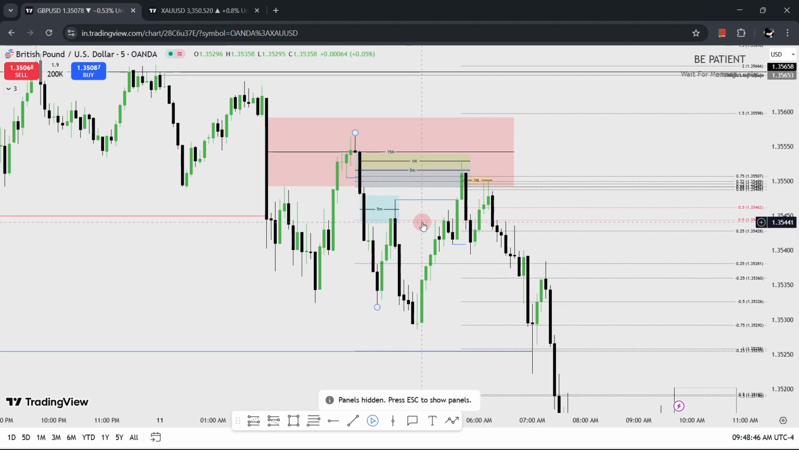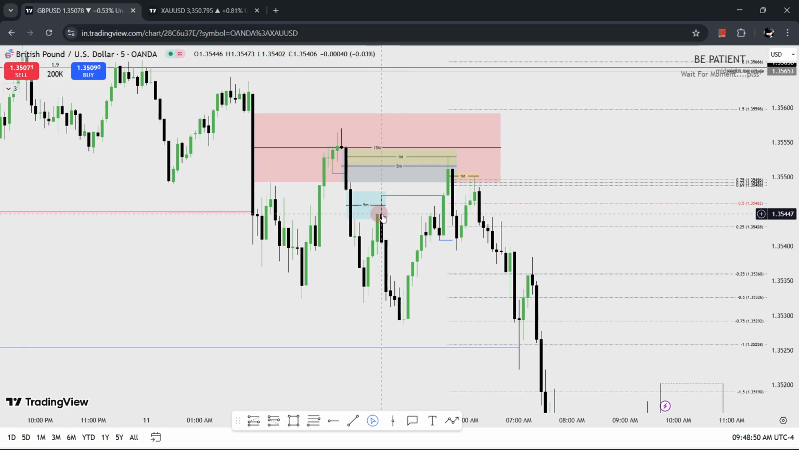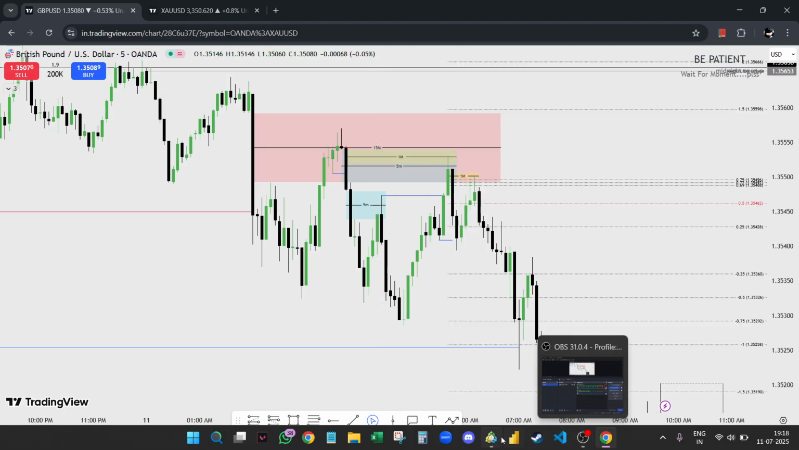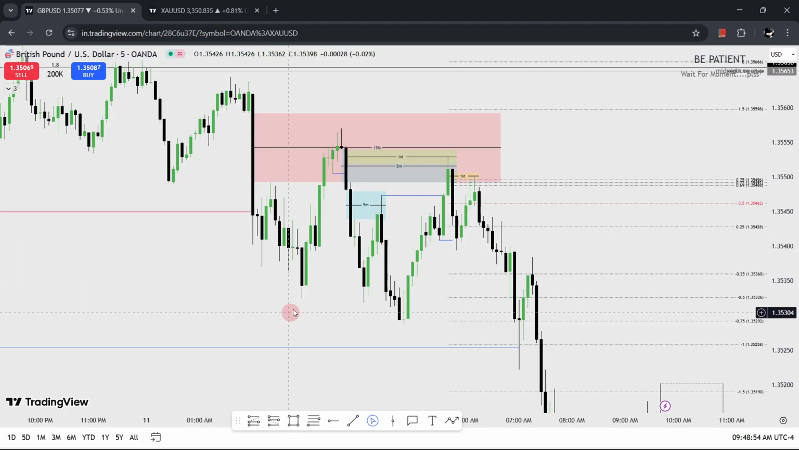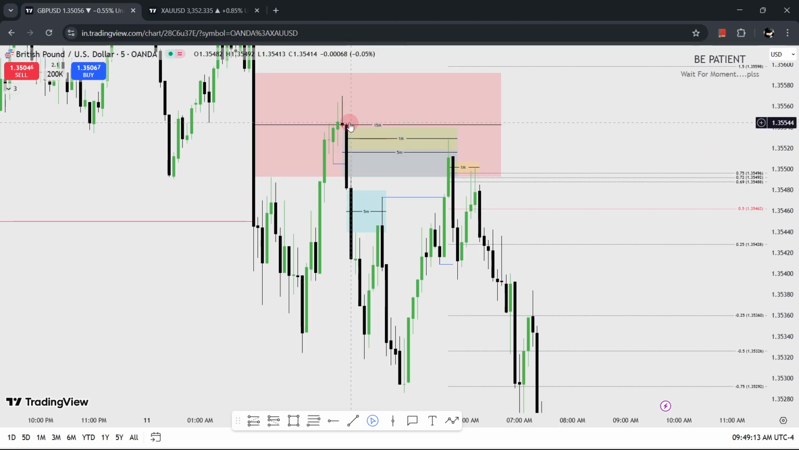I'm just deleting that. I just took an entry here. Before going to the execution, I will tell you: I just took an entry here and made my stop loss here. This is a manipulation, so I took my stop above this 5-minute candle high.